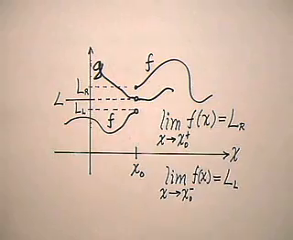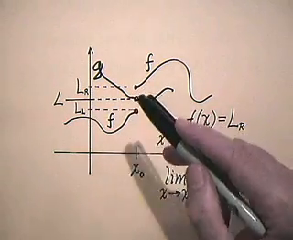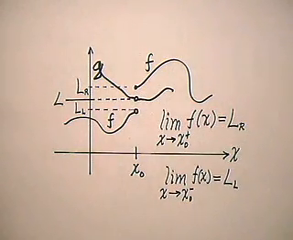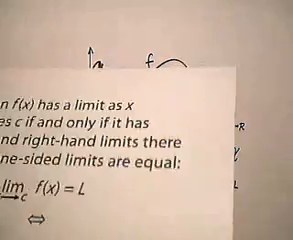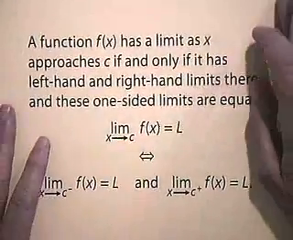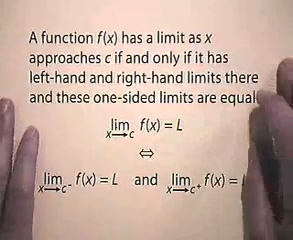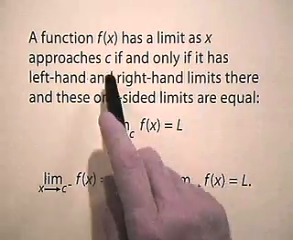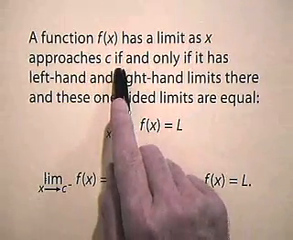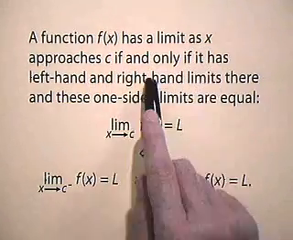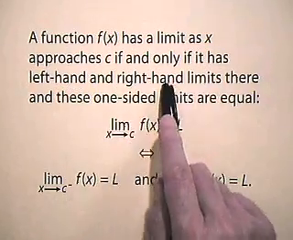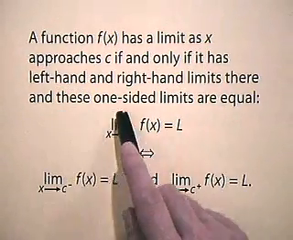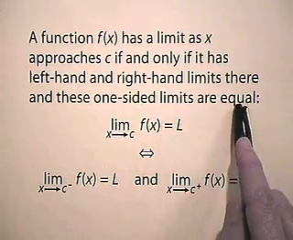In fact, you can see that the function has a two-sided limit exactly when both one-sided limits exist and are equal. So to state this formally, a function f of x has a limit as x approaches c if and only if it has left-hand and right-hand limits there, and these one-sided limits are equal.